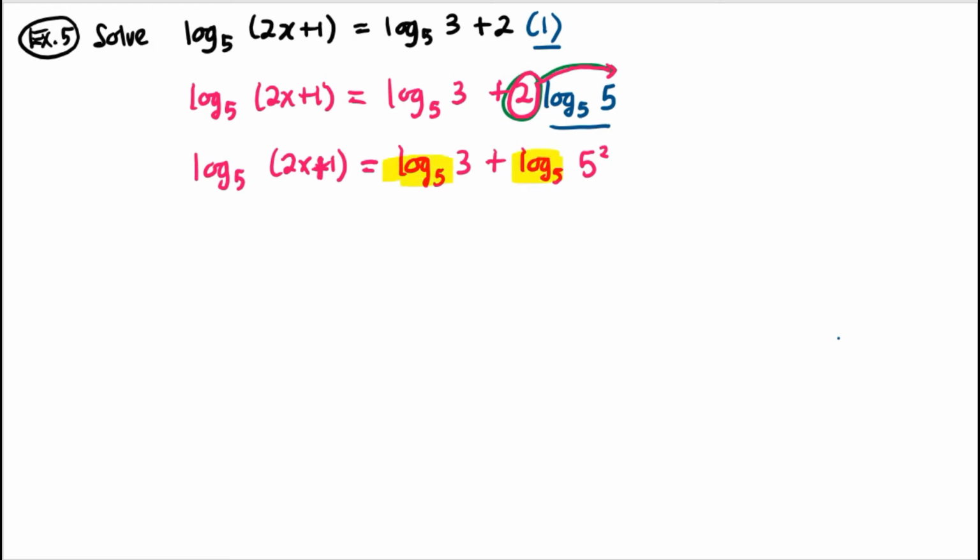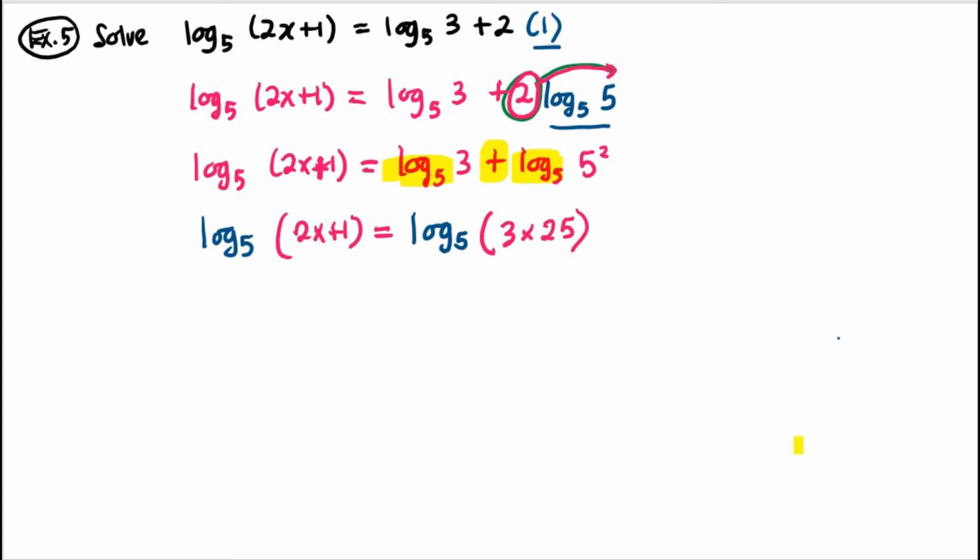To combine the two logs, I will have log base 5 of 2x plus 1 equal to, now I'm going to combine the logs on the right side. Because it is an addition here, we have to multiply. So 3 multiplied by 5 to the power of 2, which is 25.